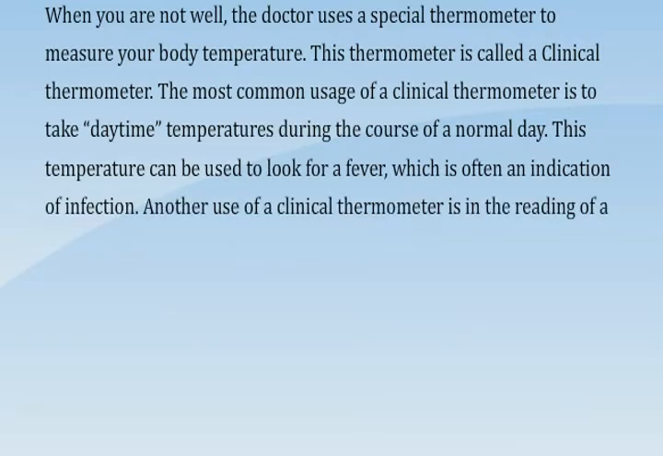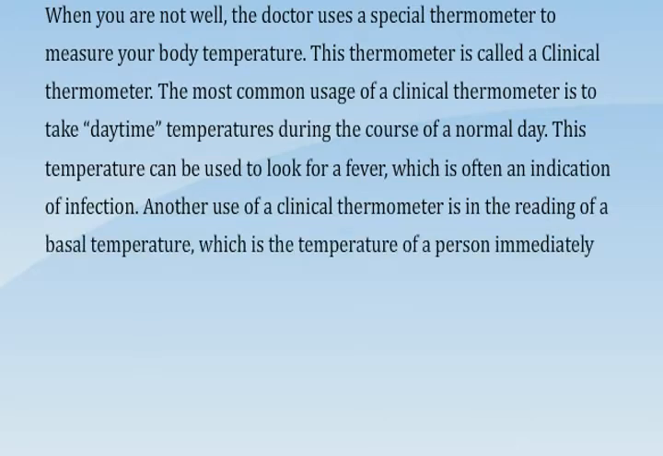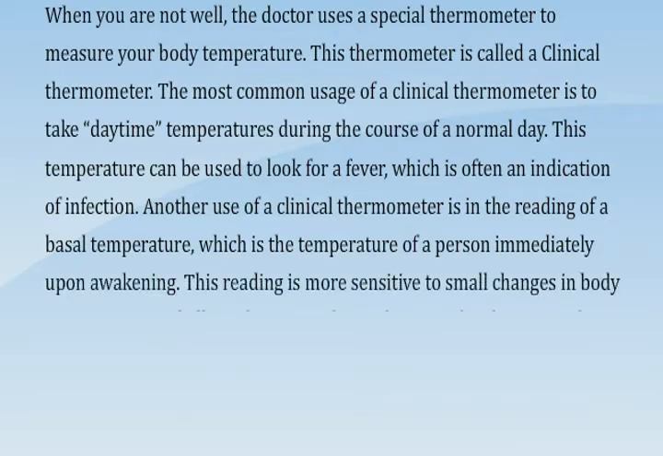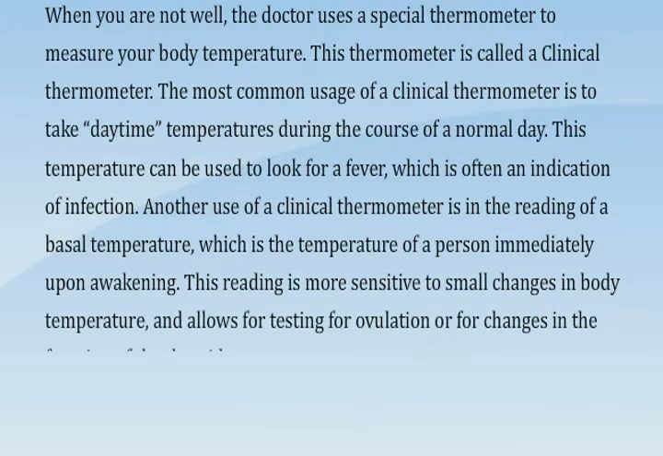Another use of a clinical thermometer is in the reading of a basal temperature, which is the temperature of a person immediately upon awakening. This reading is more sensitive to small changes in body temperature and allows for testing for ovulation or for changes in the function of the thyroid.